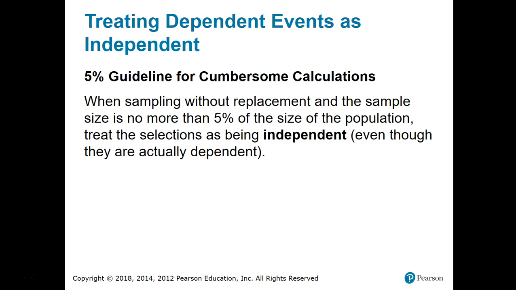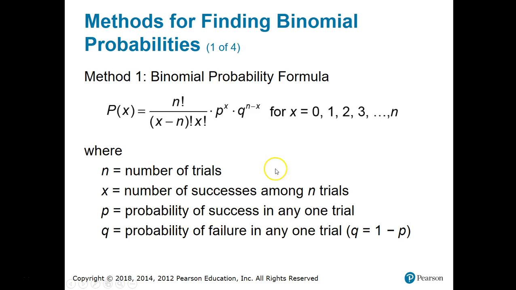5% guideline for cumbersome calculations. When sampling without replacement, if the sample size is no more than 5% of the population, treat the selections as being independent, even though they're actually dependent. Don't care. That's what I said earlier. It's so big that even if we don't replace, it's not going to make a difference, like taking a cup of water from the ocean. Is anyone going to miss it? No. Unless there's like a fish in it, then they might miss it. But they'll be missing the ocean. Like Nemo. All right, so, oh crap. All right, I'm going to leave it here for a sec.